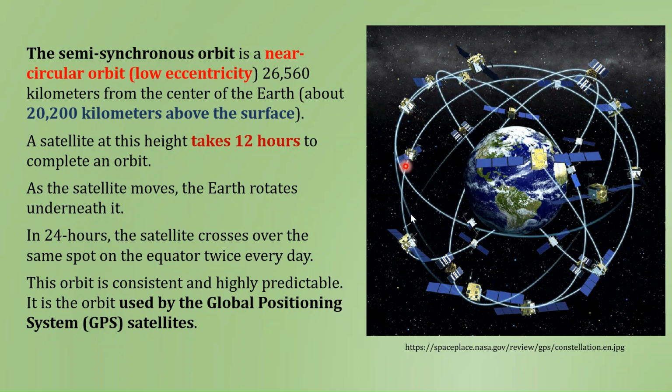So the semi-synchronous orbit is nearly circular and the inclination can be 0 to 180 degrees, and here the orbit is consistent and highly predictable. And because of the consistency of the medium Earth orbit, these are mainly utilized by the GPS satellites or the satellites which are used for navigation purposes.